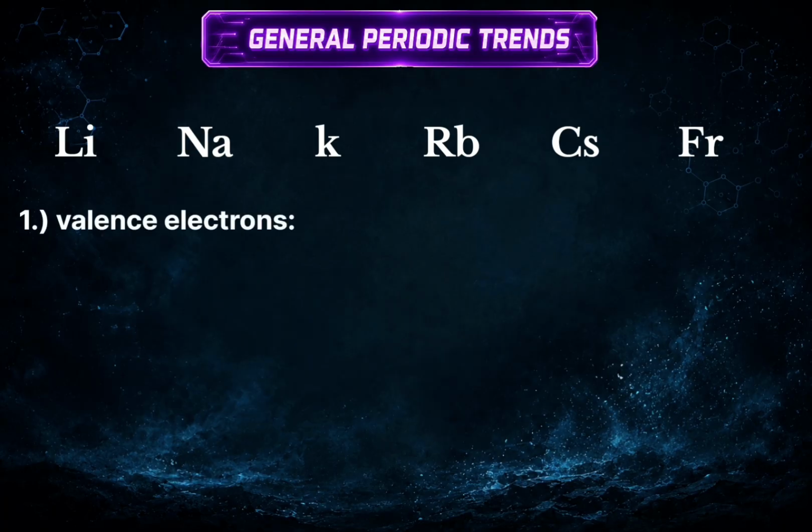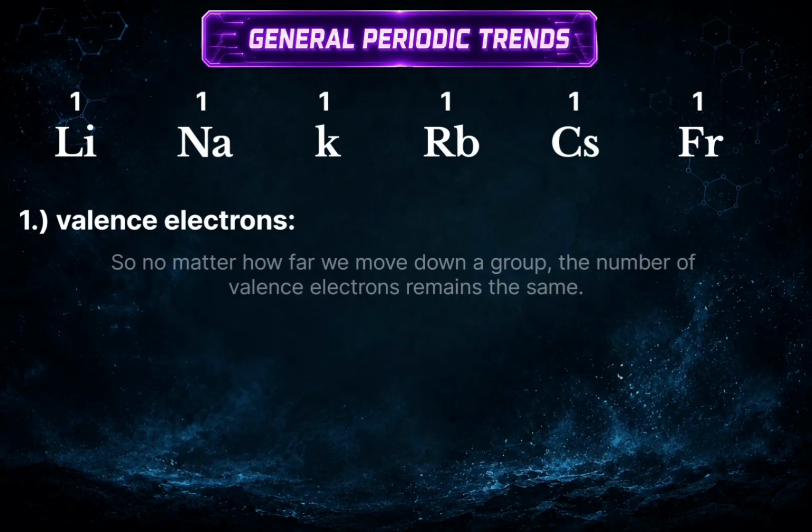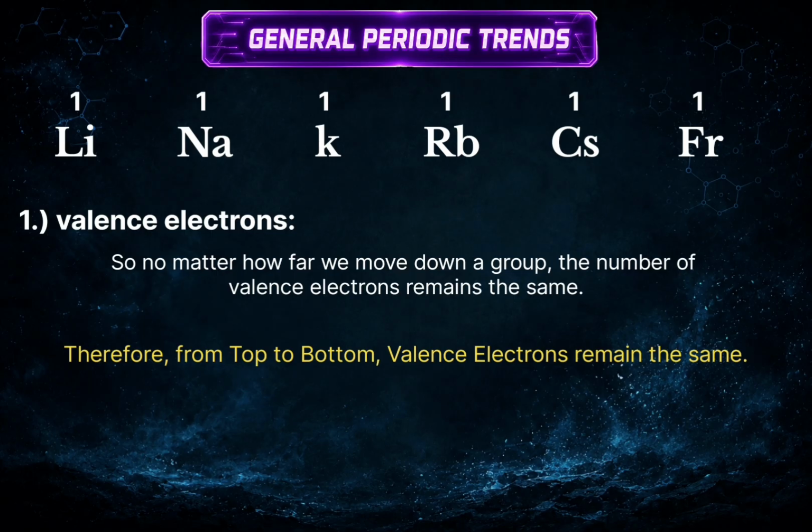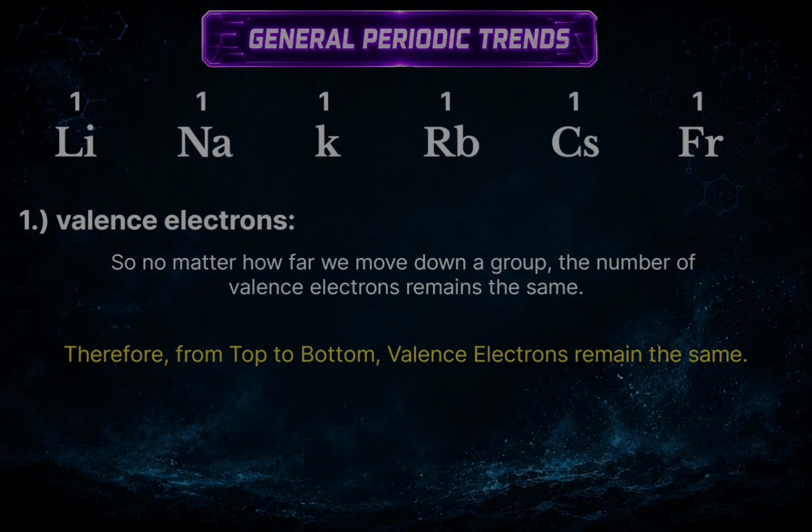Notice something interesting. Every element in group 1 has only one valence electron. Lithium has one, sodium has one, potassium has one, rubidium has one, cesium has one, and francium also has one. So no matter how far we move down a group, the number of valence electrons remains the same. Therefore, from top to bottom, valence electrons remain the same.